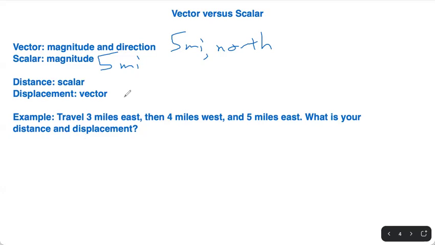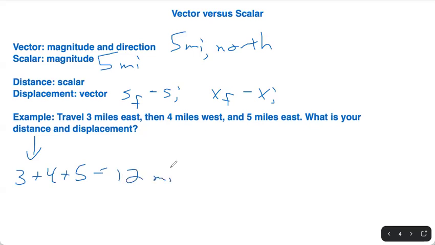Displacement is a vector. A lot of times they'll call it position final minus position initial. So you might see S final minus S initial or X final minus X initial, but that's what displacement is overall. For example, if someone traveled 3 miles east, 4 miles west, and then 5 miles east, what is your distance? Well, distance would just be 3 plus 4 plus 5. You went 12 miles total.